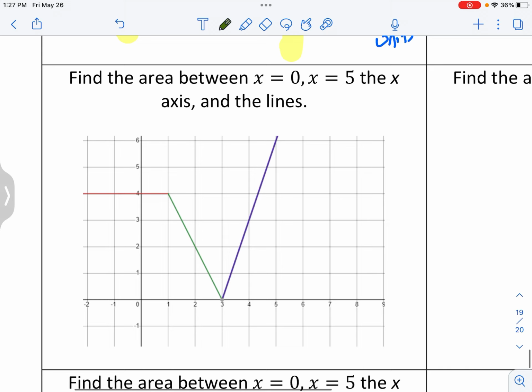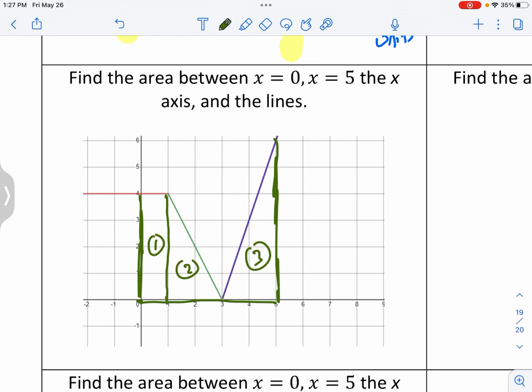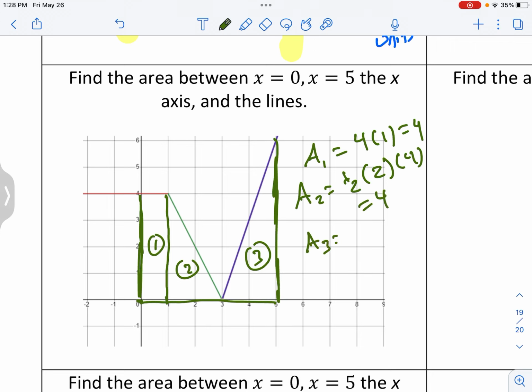Okay, find the area between x equals 0, there's the left bound, x equals 5, the right bound, the x-axis, and the lines. So I see three areas I need to think about. We have a skinny rectangle, area 1, we have a triangle, and then we have a triangle. So the area of 1 will just be 4 times 1, or 4. The area of the triangle is 1/2 a width of 2 and a height of 4, which is 4 again. And the area of triangle 3, 1/2 a width of 2, a height of 6, which is an area of 6. So we have 4 plus 4 plus 6, or 14 square units.